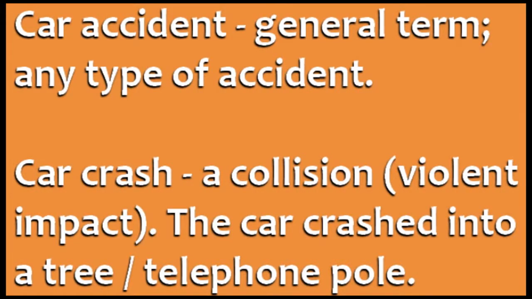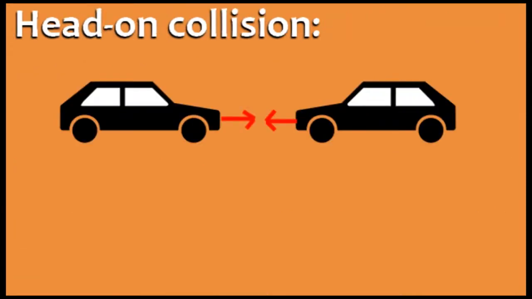We can also use crash as a verb. For example, the car crashed into a tree, or the car crashed into a telephone pole. Here are 4 specific types of accidents. When 2 vehicles crash into each other while traveling in opposite directions, we call this a head-on collision. This is one of the deadliest types of accidents.